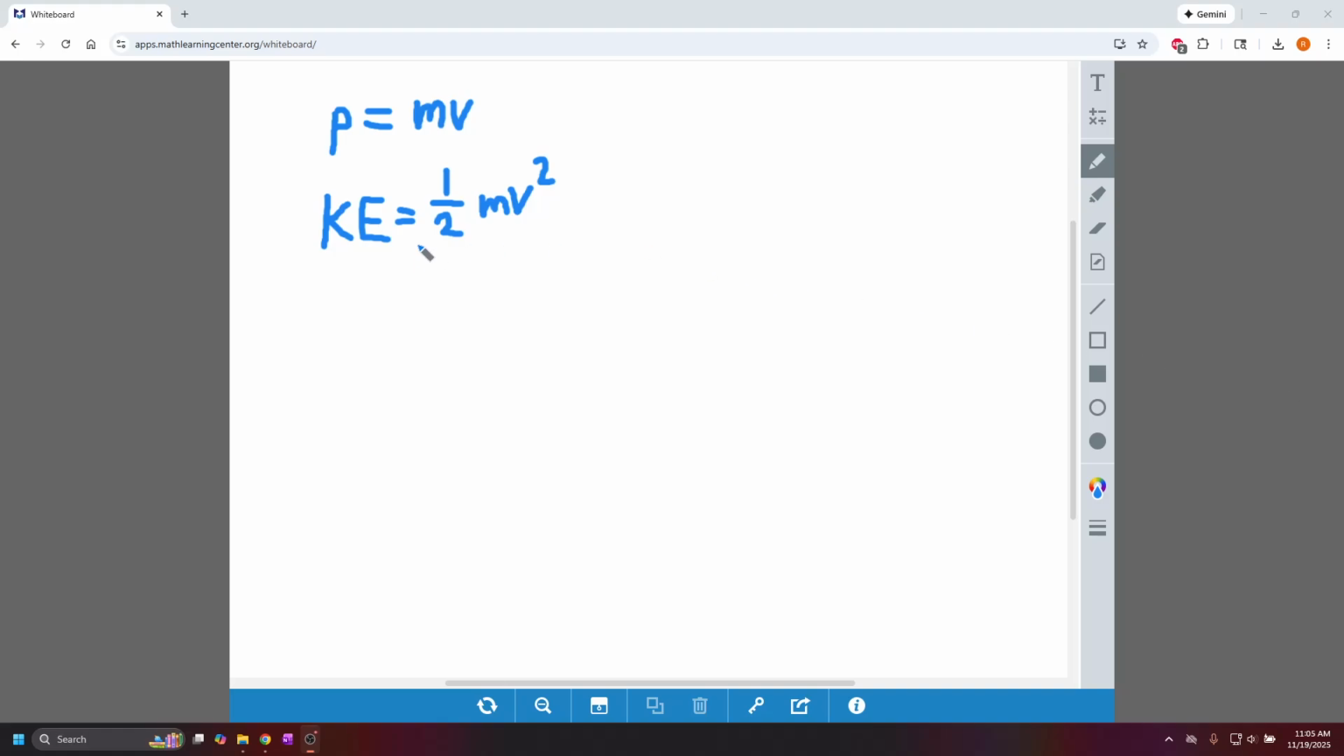So I want to talk a little bit about the difference between momentum and kinetic energy. A lot of people notice they have really similar equations. They're both this product of mass and velocity. And so you might be wondering why we even need both of these, or what they really mean that's different.